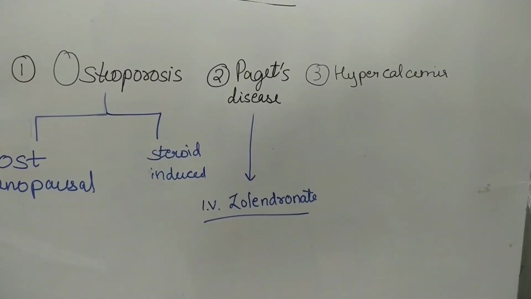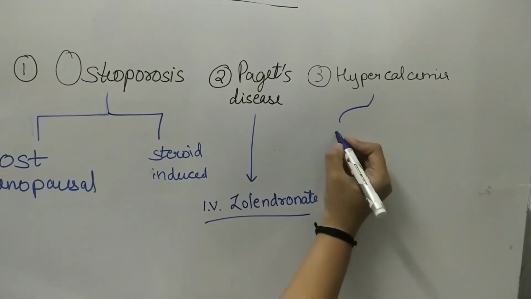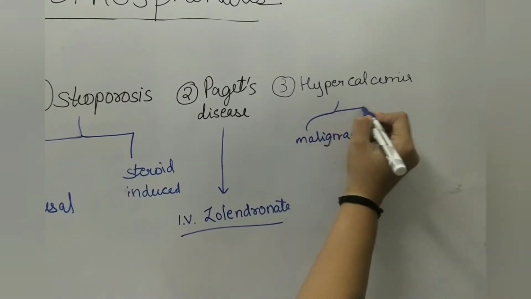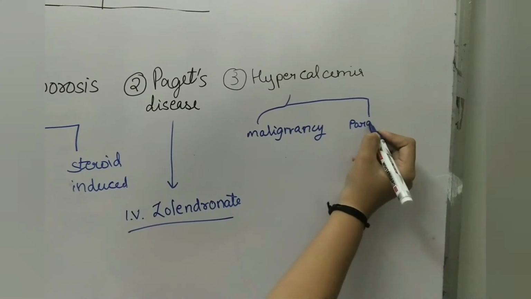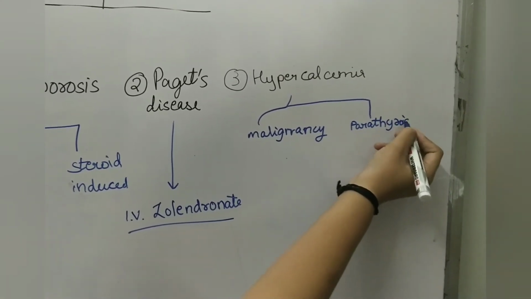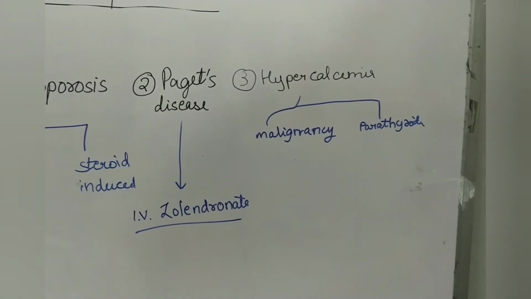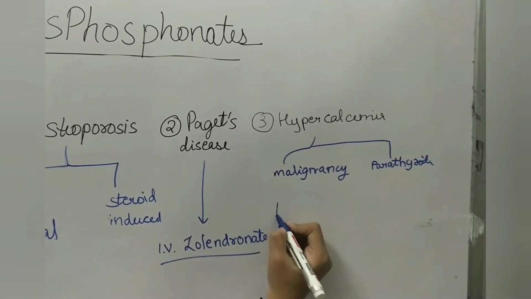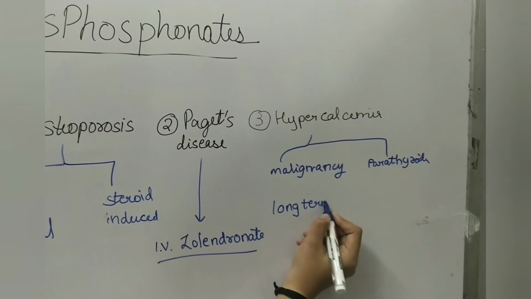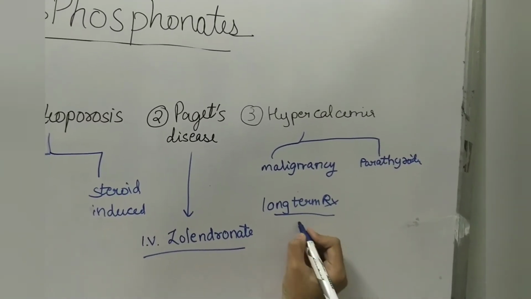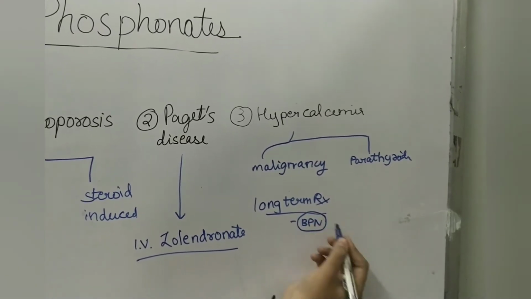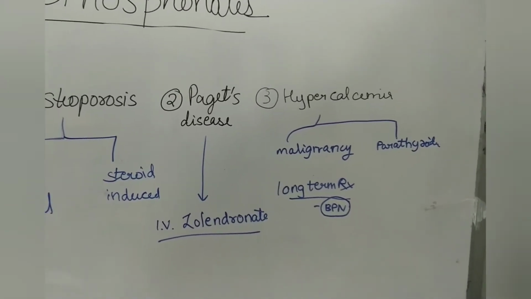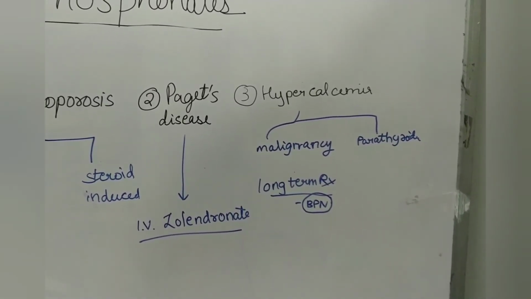Next, we will discuss hypercalcemia. The hypercalcemia of malignancy or the hypercalcemia of parathyroidism. In hypercalcemia, for the long-term treatment or management, the bisphosphonates are used. So, what do we use in acute hypercalcemic conditions? In acute hypercalcemic conditions, we use IV saline and furosemide.